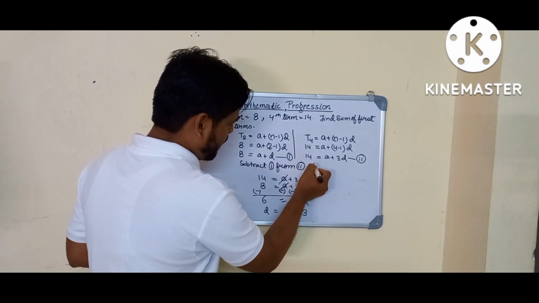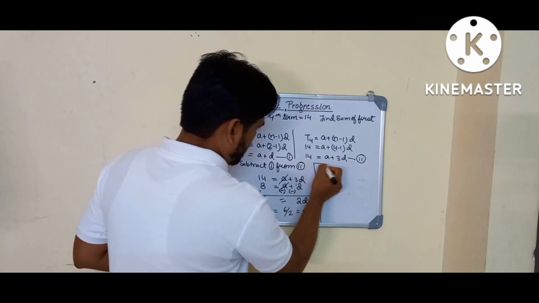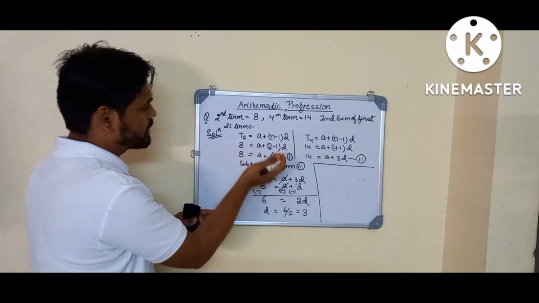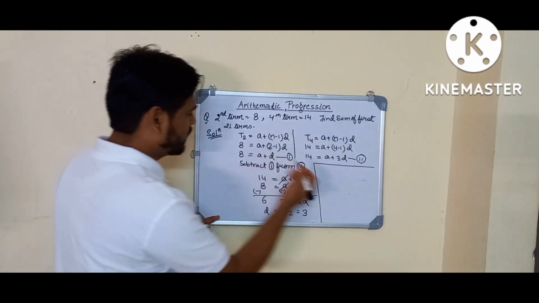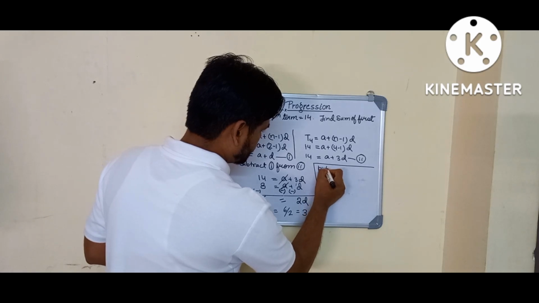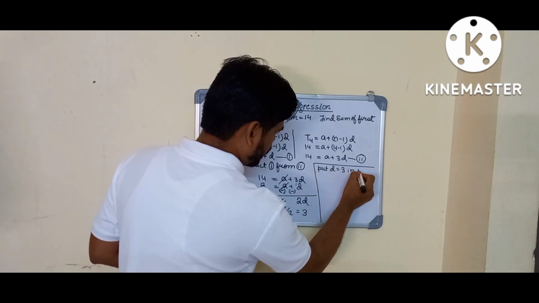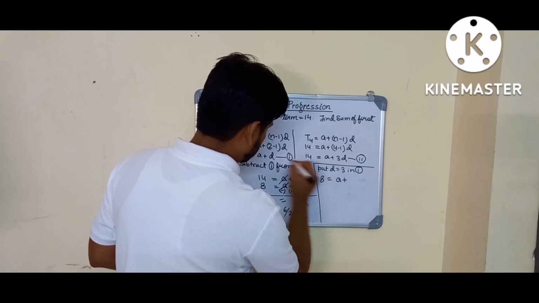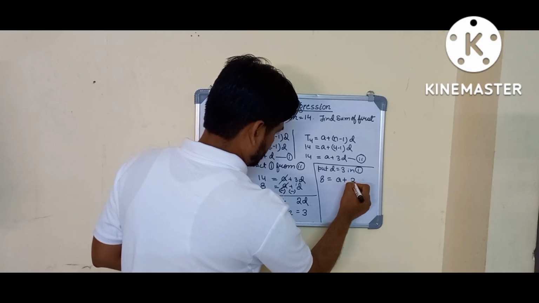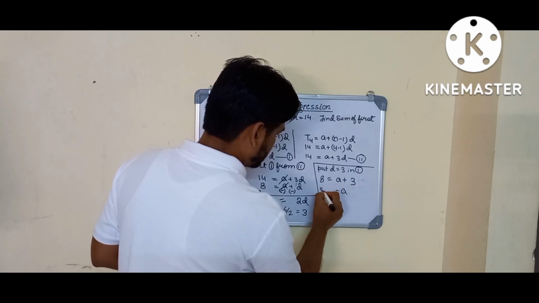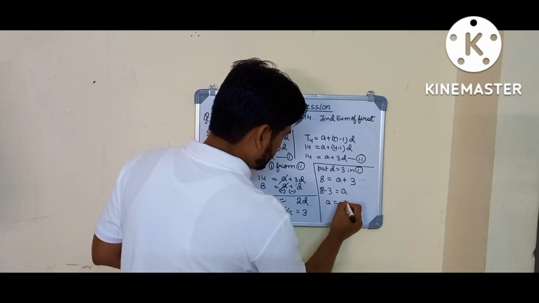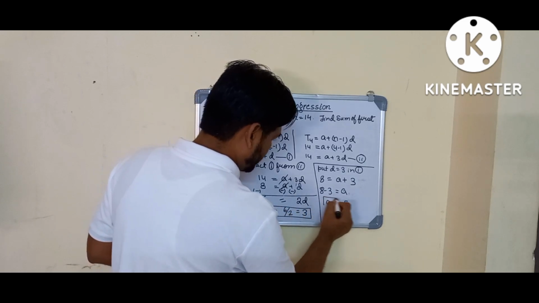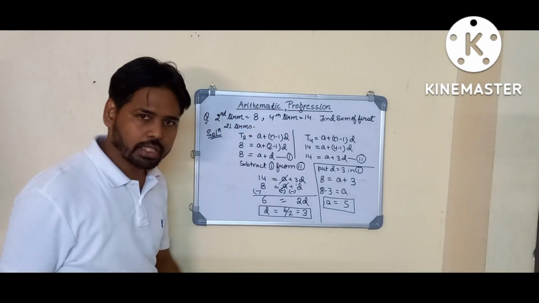The next step that we have to perform is to find the value of a. Putting this value of d in either of the equations, 1 or 2, we can easily find the value of a. Put d equal to 3 in 1: 8 is equal to a plus d, that is 3. Now a will be equal to 8 minus 3, and hence the value of a becomes 5. So we have found the value of a and the value of d. Hope this much is clear to you, friends.